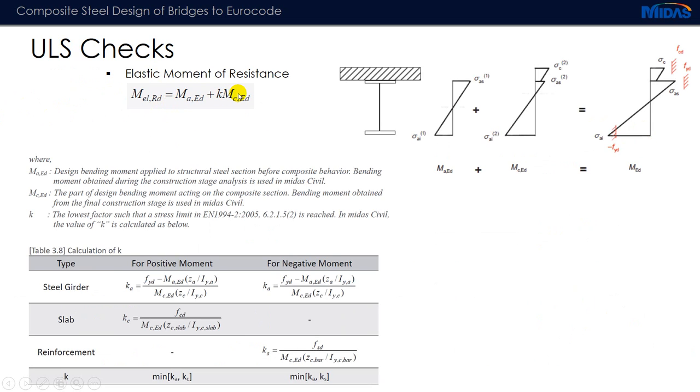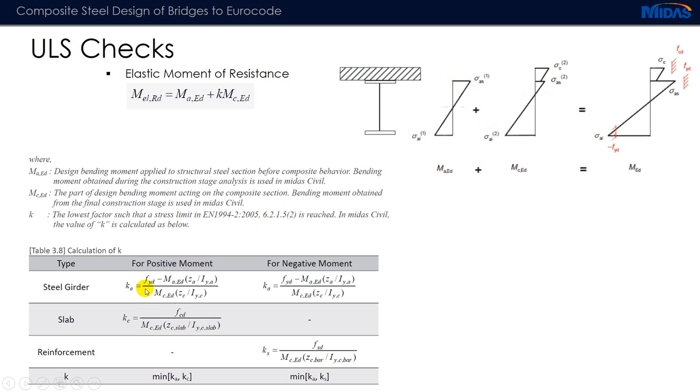Elastic moment of resistance, on the other hand, depends upon the elastic stress limits. So it is calculated as the sum of the applied moments before the section becomes composite, plus k times the additional moment after the structure becomes composite, including the action of concrete as well. The value of k is determined by the fact that a stress limit on a particular part of the section has been applied.